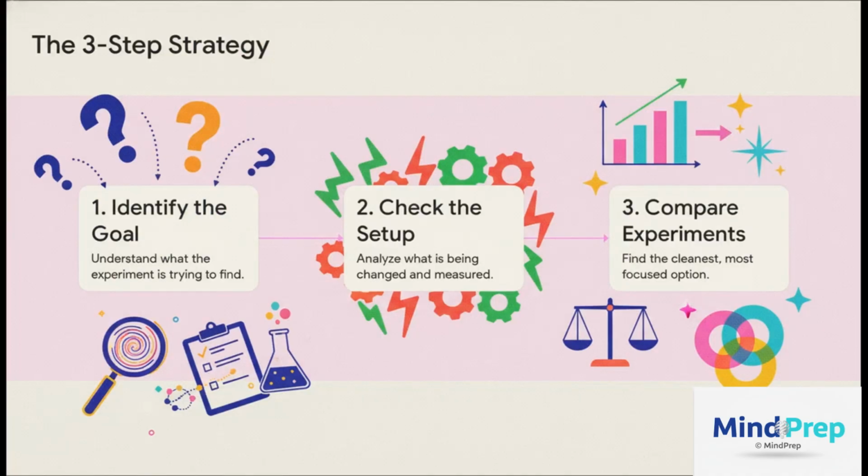Okay, here it is. It's really this simple. 3 steps. First, you're going to identify the goal. Second, you'll check the setup. And third, you'll compare the experiments. That's it. That's the whole roadmap. So let's break down what each of these really means.